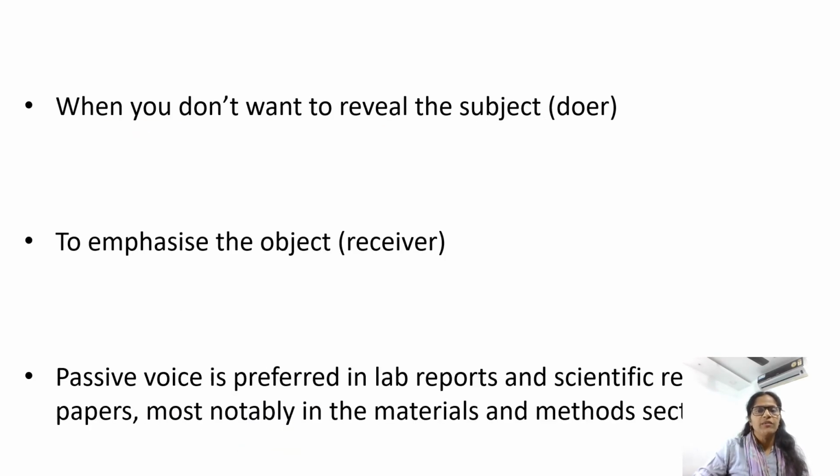When you don't want to reveal the subject: you know who did it, but you don't want to reveal who did that particular work. So when you don't want to reveal the subject, you can use the passive form. The vase was broken. Who broke that vase? I don't want to reveal, right? I don't want to reveal who broke that. So in such a case, we have to use the passive form.